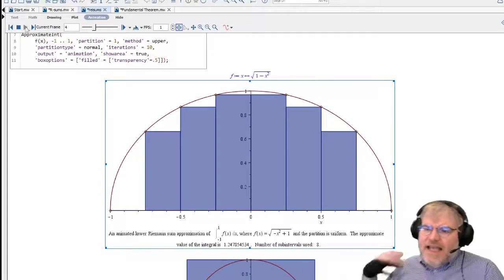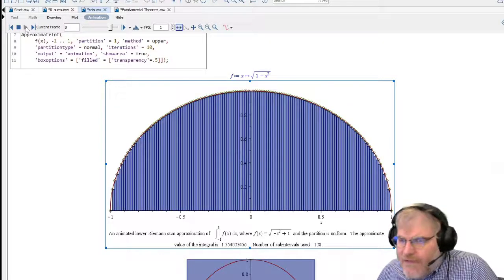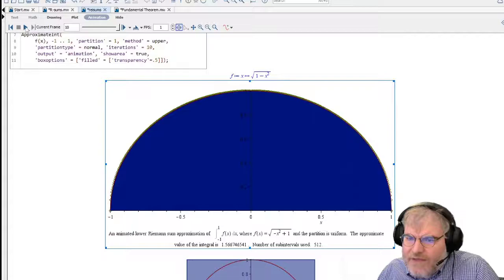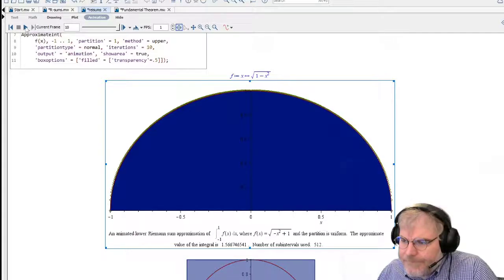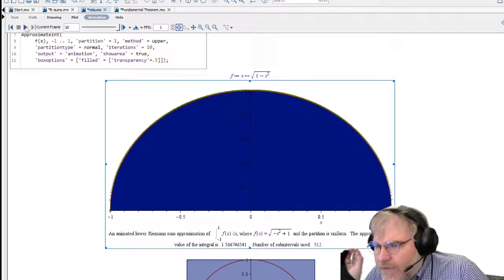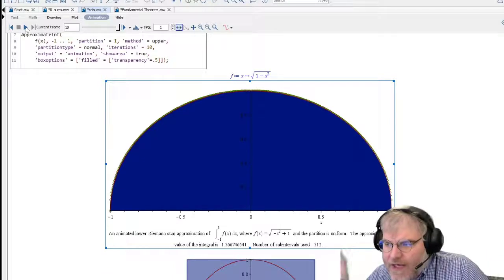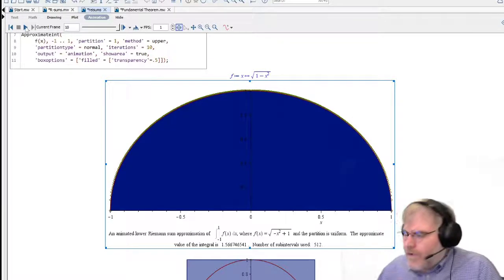But then, as I increase the number of rectangles I'm using, I'm getting a different value. So, 1 to 5, how do we feel about that? As I increase my number of rectangles, I'm going to get closer and closer to the actual area of that half circle. Okay.